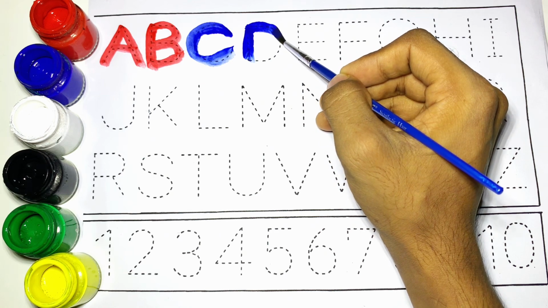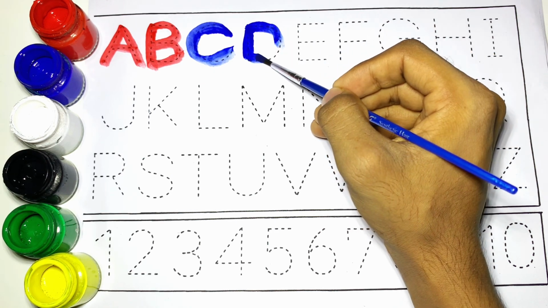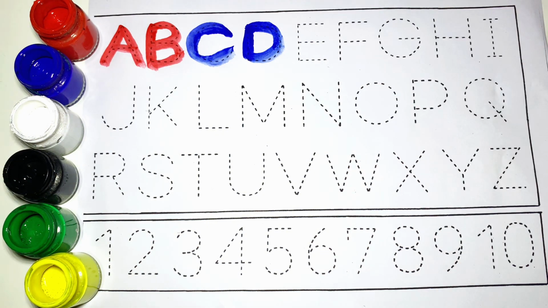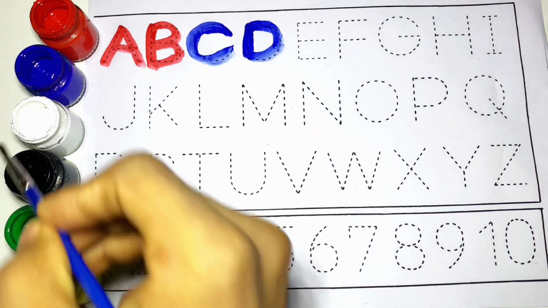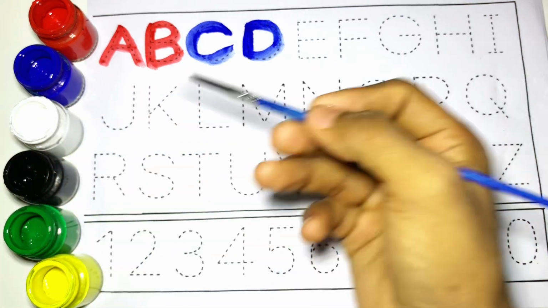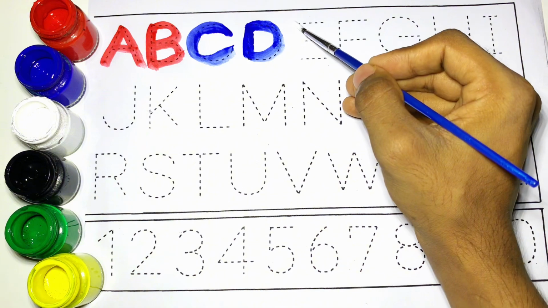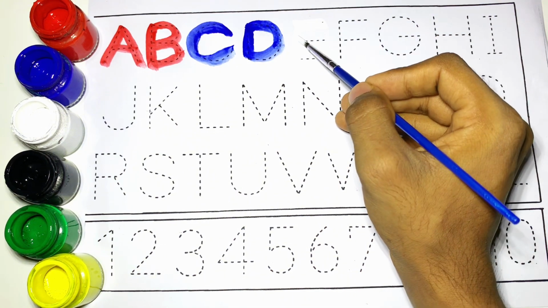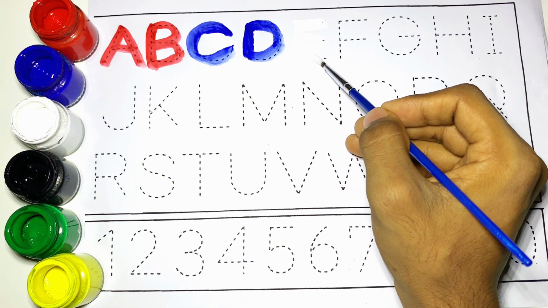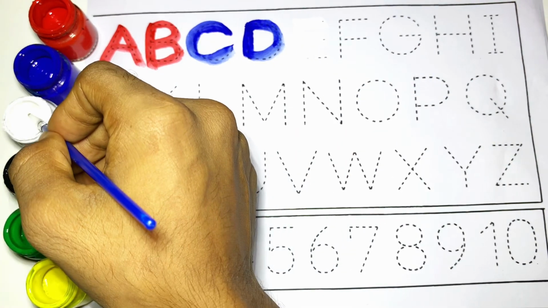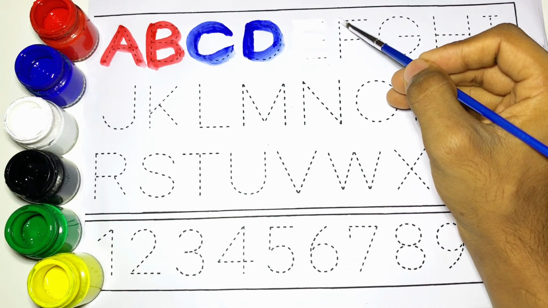D for dog, D for doll. The alphabets of D. Kids, now draw E. E for egg, E for elephant. The alphabets of E. And use white color. Kids, again use white color and draw F.